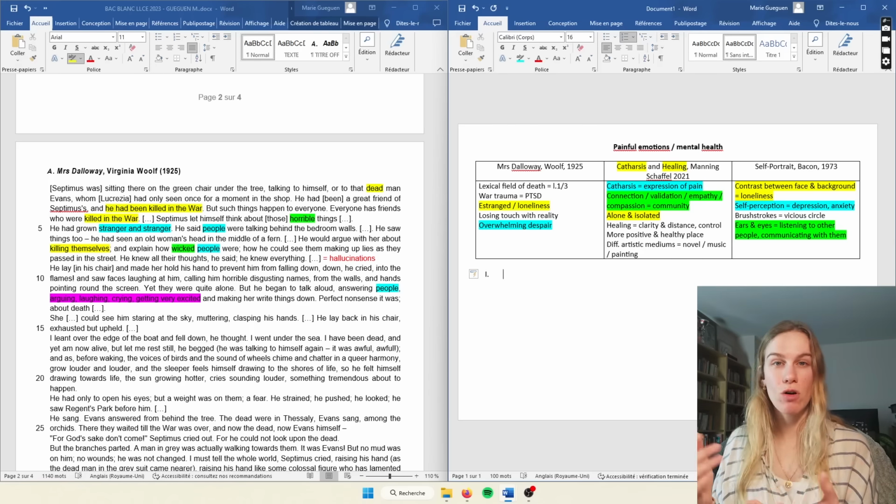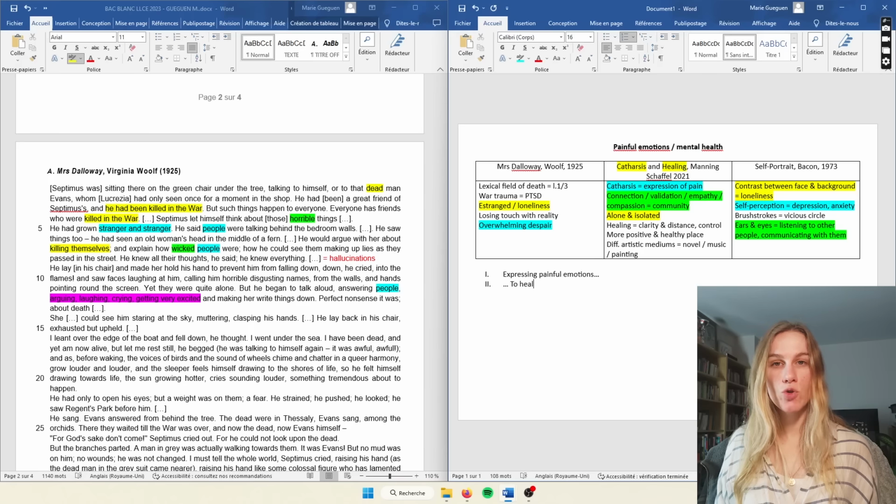Remember, a plan with 3 parts is not expected. If you want to do 2 parts, you can. If you want to do 3 parts, you can. But this will impact the number of subparts you do. I usually recommend 3 subparts for a 2-part plan and 2 subparts for a 3-part plan. But this is really up to you.